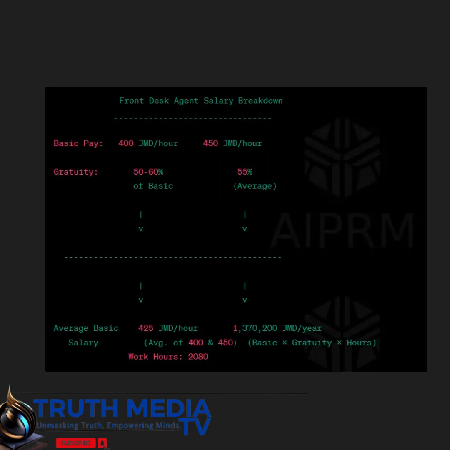Then we multiply the $425 per hour by 1.55. Where do we get the 1.55 from? Remember, we are adding the 55% gratuity: the one is the base pay, and then we add the 55% to it. So we get $658.75 per hour. Then we multiply that by the total number of hours that someone works per year, which is 2,080, and that gives you an average annual salary of 1,370,200 Jamaican dollars. This is how much, according to the current data, a front desk agent in Jamaica is making on average per year.